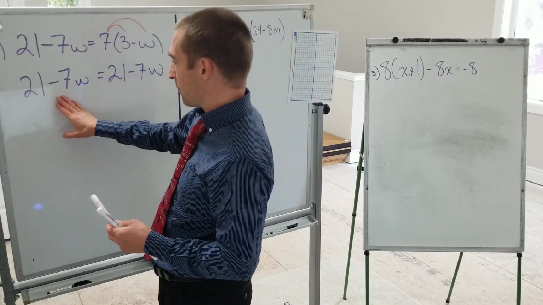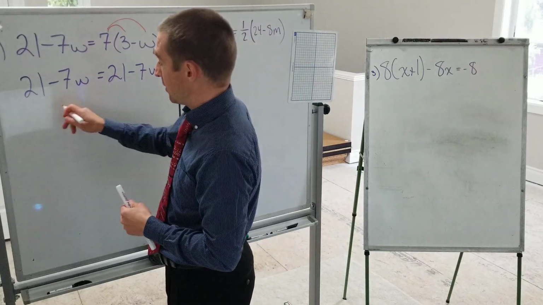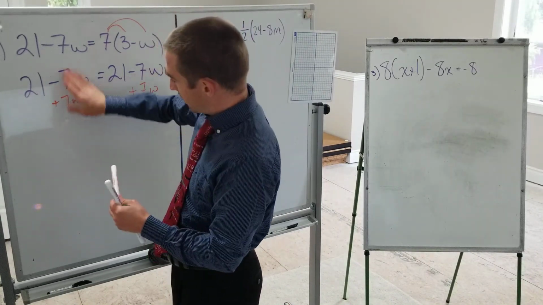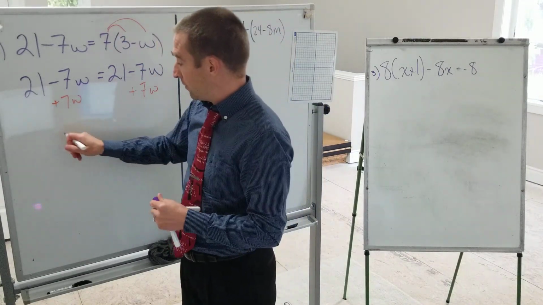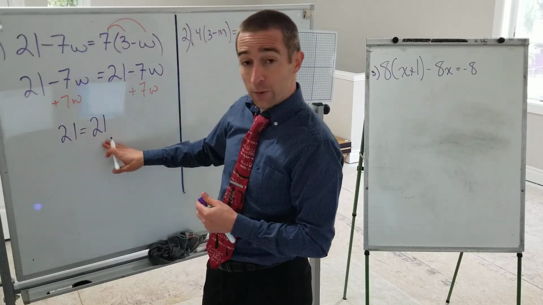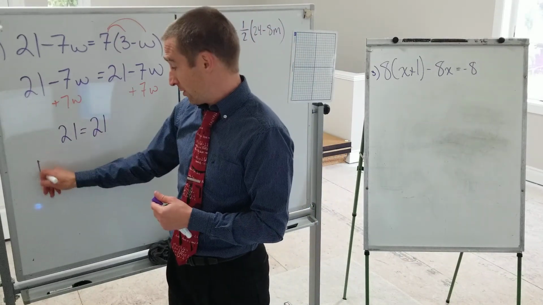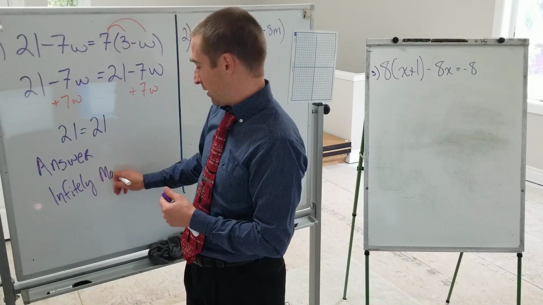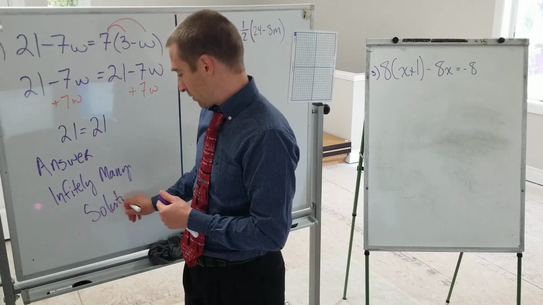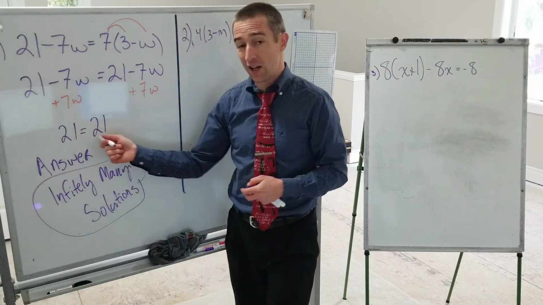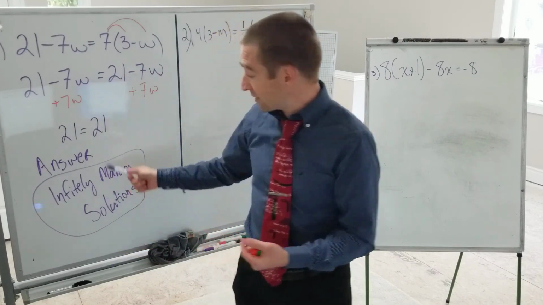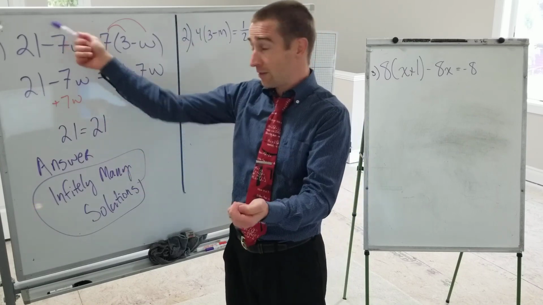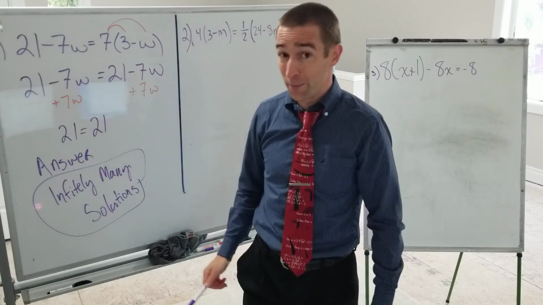If you're not quite sure, what you can do is always do the opposite of one of the terms, because we have variables on both sides. So plus 7w, the opposite of minus 7w. That makes this go to 0, that makes that go to 0, and we get 21 equals 21. Number equals same number. So the answer is infinitely many solutions. Notice, the answer is not 21 equals 21. That's the work that leads us to the answer, which is infinitely many solutions. You can put any number in here for w, and this expression will equal this expression, regardless of what number you put in for w.